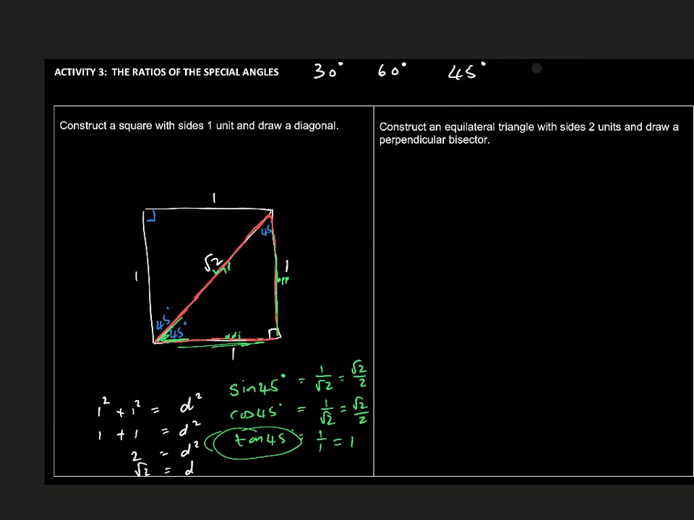Let's look now at the 30-degree and 60-degree angle. What we've got here is I ask you to draw an equilateral triangle. What is an equilateral triangle again? It's a triangle where all the sides have the same length. Draw an equilateral triangle with all the sides with a length of 2 units. Then draw a perpendicular bisector. So what the heck is that? It means it goes from one vertex and divides one of the sides into two equal parts.